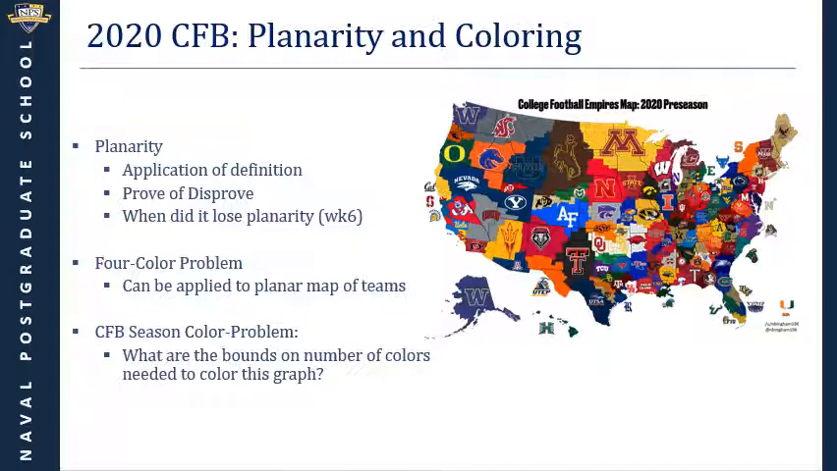Since this is a planar representation, we could apply the four-color theorem to the map to redraw the same regions with only four colors, where no two adjacent regions are the same color. However, since we already showed that the CFB network is not planar, we know that the four-color theorem does not apply.